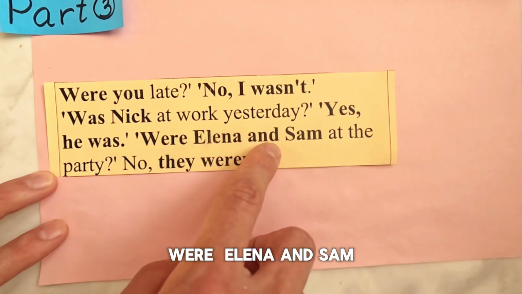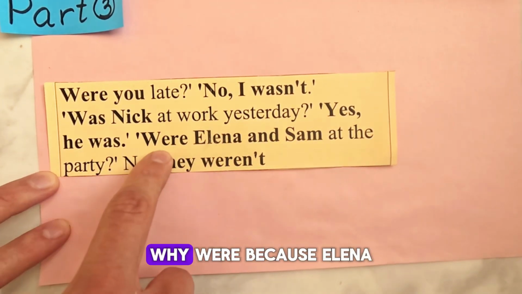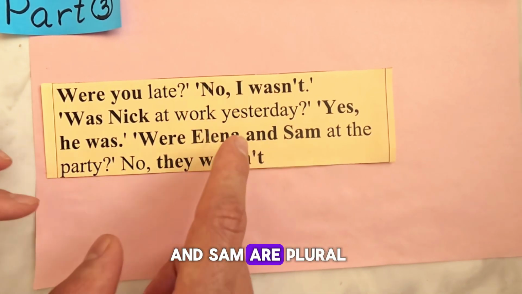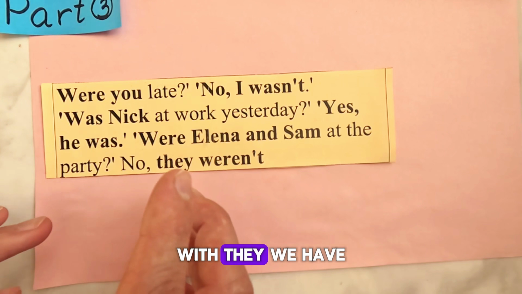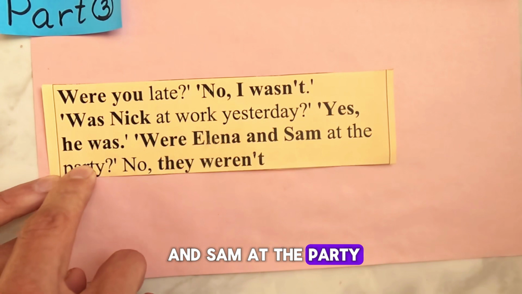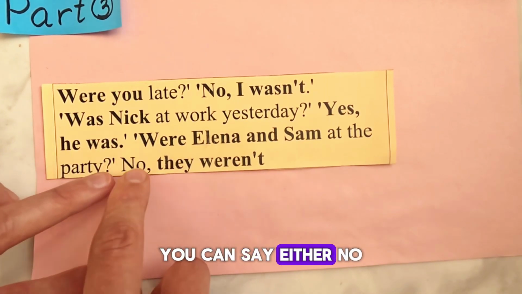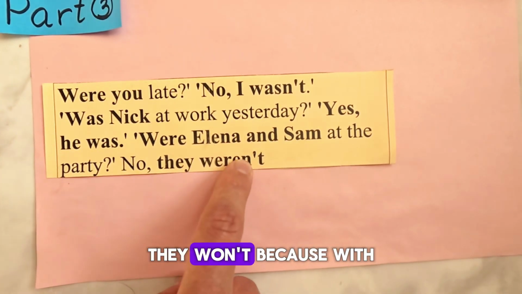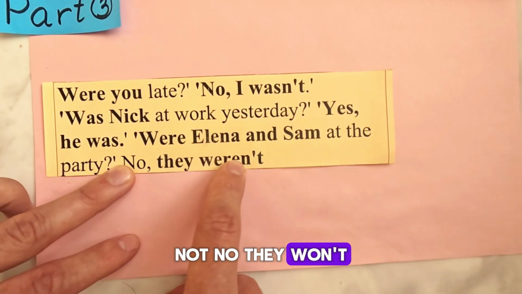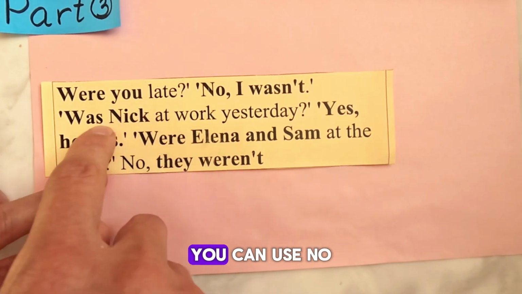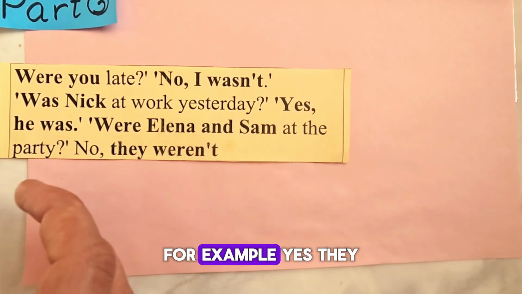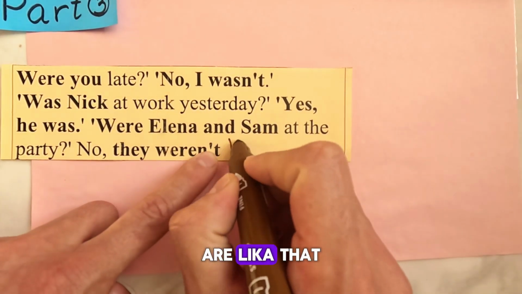Were Elena and Sam at the party? Why were? Because Elena is she and Sam is he. Elena and Sam is plural. With they, we have to use were. That's why were Elena and Sam at the party? You can say either no, they weren't, because with they, we have to use were plus not. Either you can use no, they weren't, or yes, for example, yes, they are, like that.